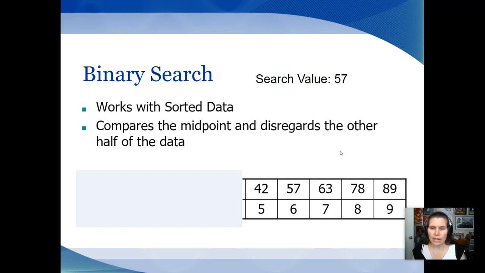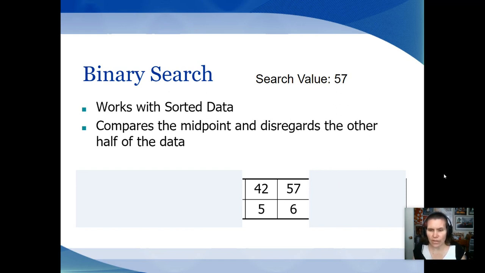Okay, then it's going to do that again. It's going to cut our list right in the middle and then just disregard that entire half, and it's going to keep doing that until it finds its item. So that is a binary search.